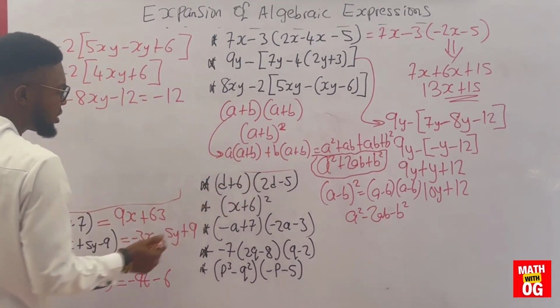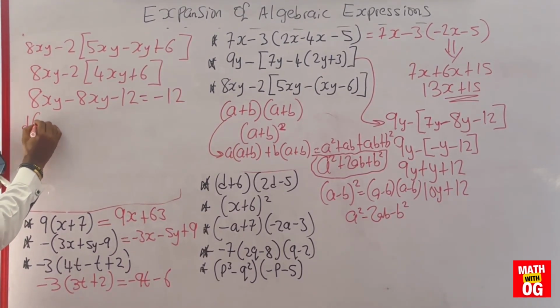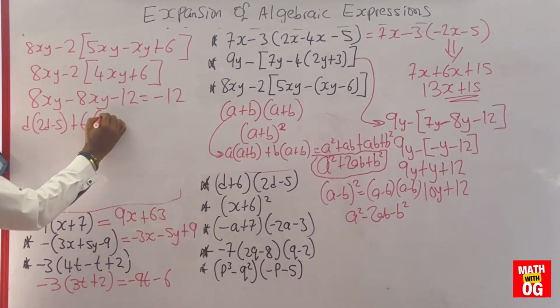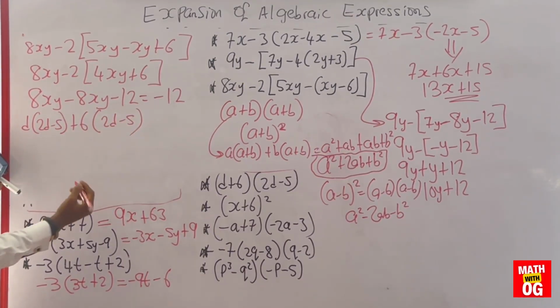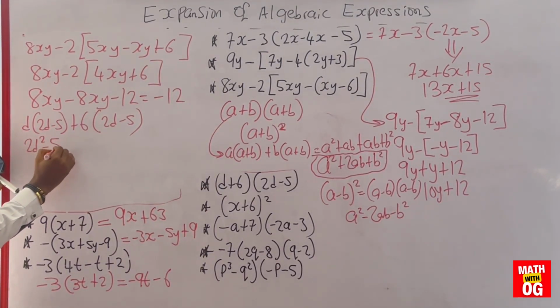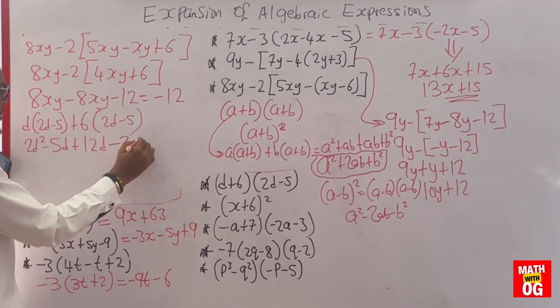d plus 6, 2d minus 5. So if I'm to solve that, my d, we have to open the bracket, 2d minus 5. And my positive 6 will also open the bracket, 2d minus 5. Now let's expand. d times 2d is 2d squared. d times negative 5 is negative 5d. 6 times 2d is 12d. And 6 times minus 5 is negative 30.